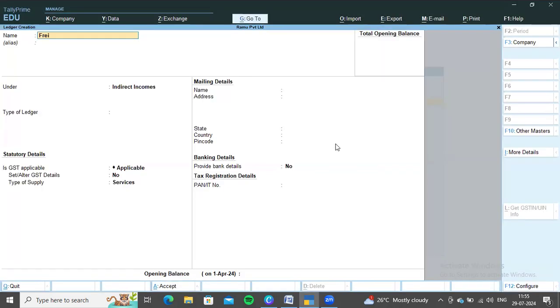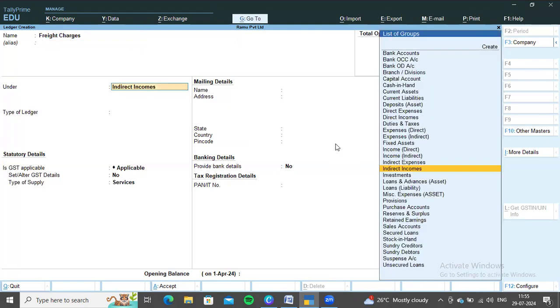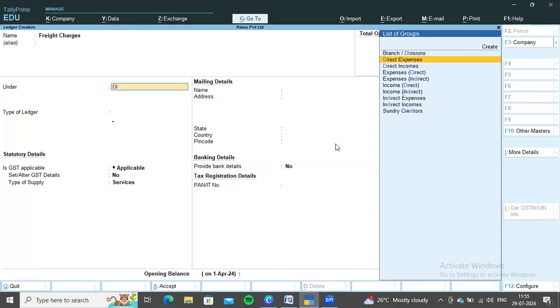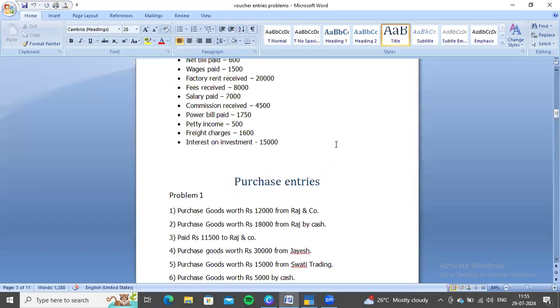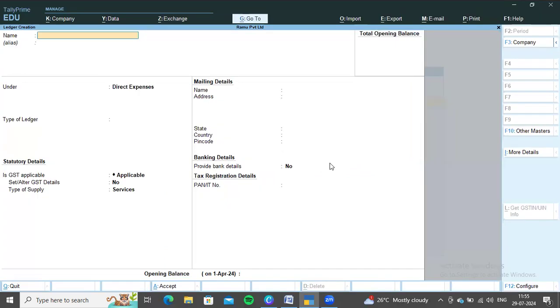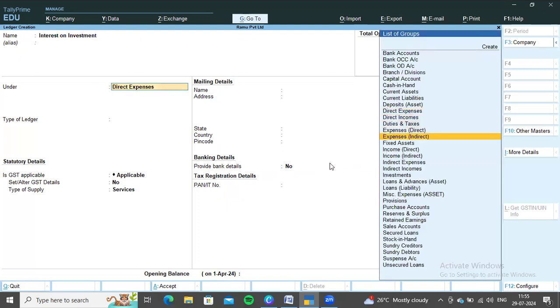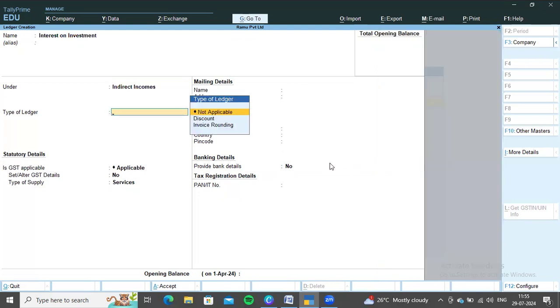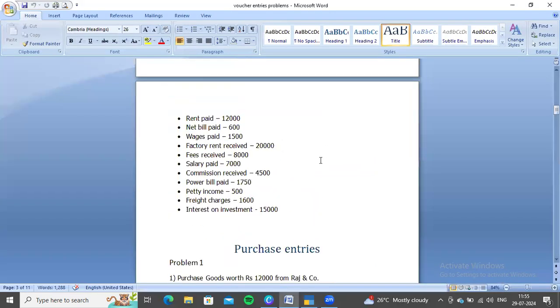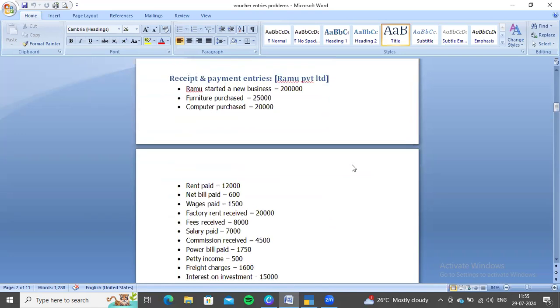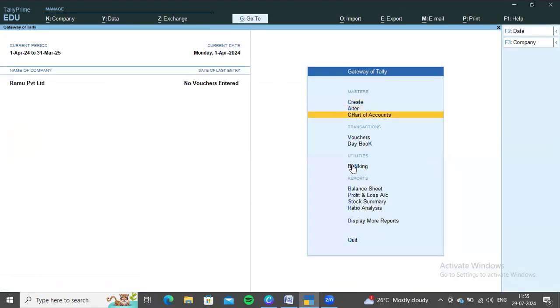Freight charges. It is related to the factory, right? So it comes under direct expenses. And interest on investment comes under indirect income. And the ledger accounts have been prepared. Now we need to enter each transaction in vouchers.